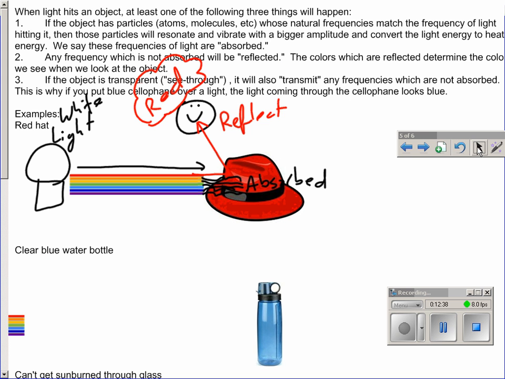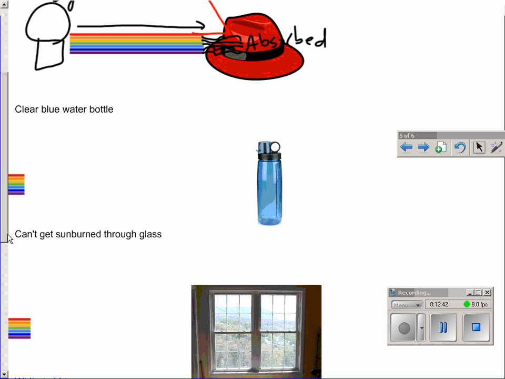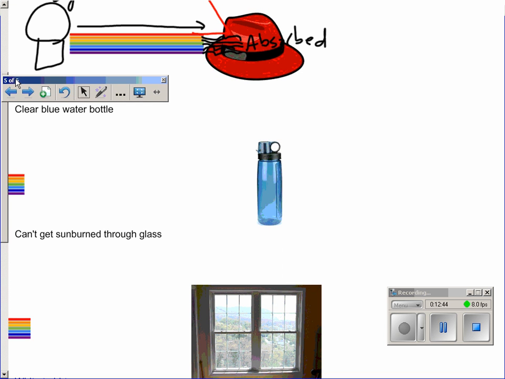Now, for a clear blue water bottle, what's going to happen is, same idea, you're going to have your white light coming. Oh, that is apparently, let me see, let me do this real quick.